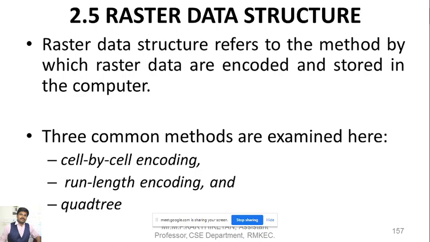Here in the cell structure, every cell has individual data about that cell alone. Based on that, we are converting the data into database format by three methods: one is cell by cell encoding, one is run length encoding, and quad tree encoding. Other than this, there are also some other topics which are not given in your syllabus, but we will discuss them anyway.